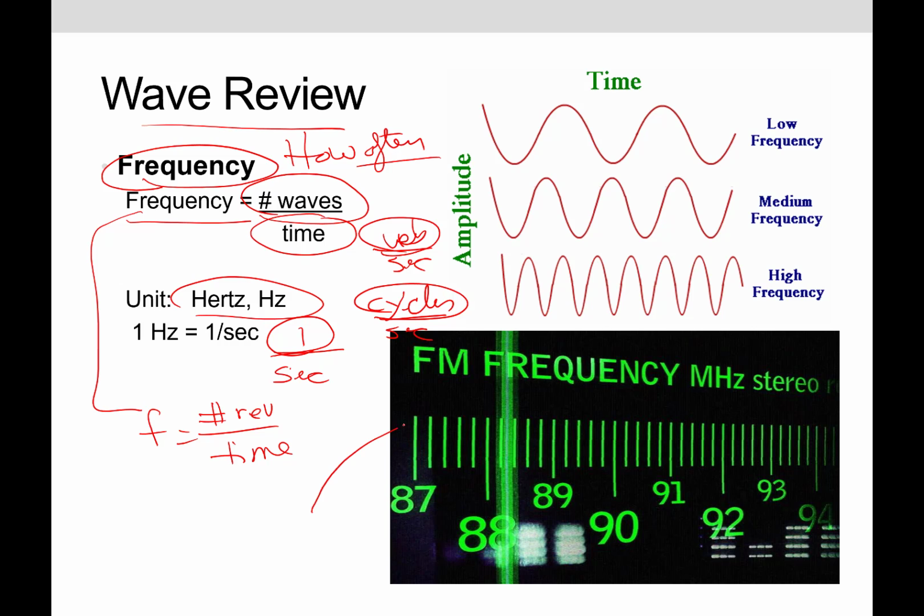You're familiar with it on your radio dial. What you're actually dialing into is a frequency, how often the carrier wave from the radio station is oscillating up and down. FM waves are in megahertz. Mega is times 10 to the 6th hertz.